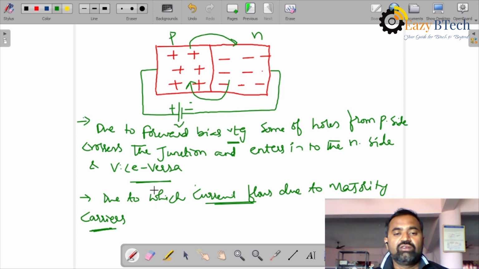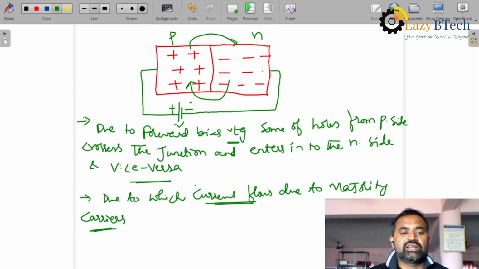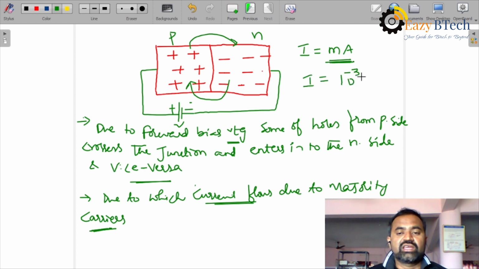and the current in forward bias is in terms of milliamps. That is, current under forward bias is 10 power minus 3 amps. The current under forward bias is 10 power minus 3. This is the forward bias condition.